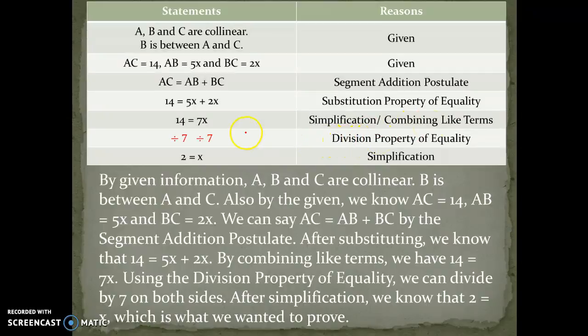Using the division property of equality, we are able to divide by 7 on both sides of our equal sign. And finally, using simplification, 2 equals x. And we know that we are finished with this proof because that was what we originally wanted to prove, that 2 equals x.